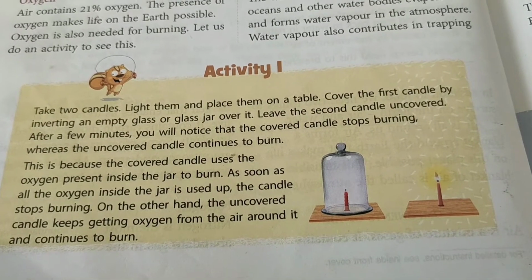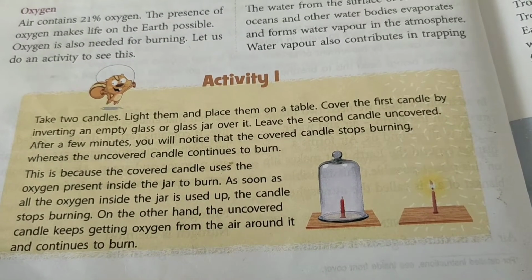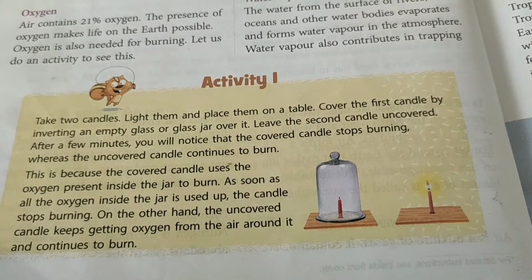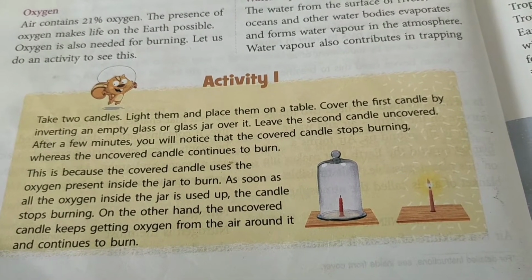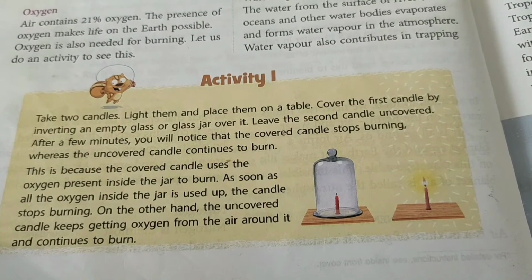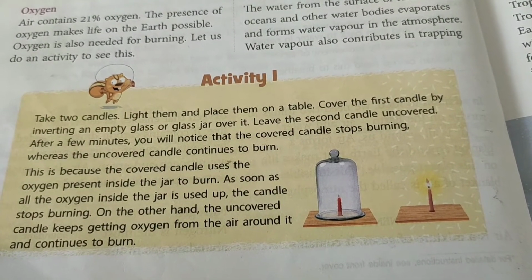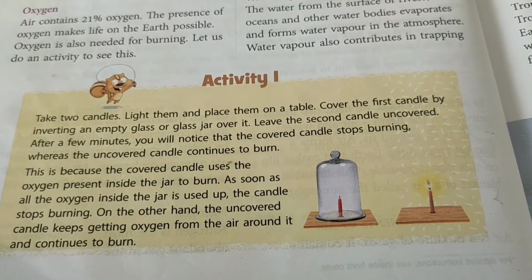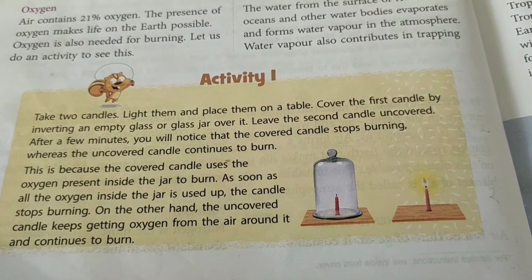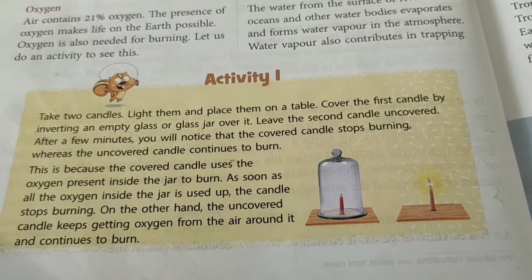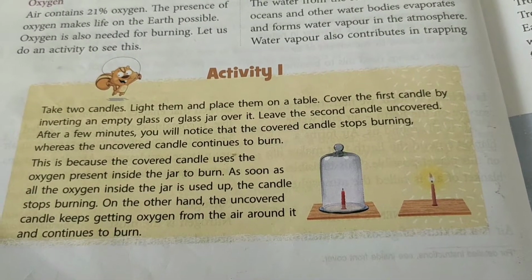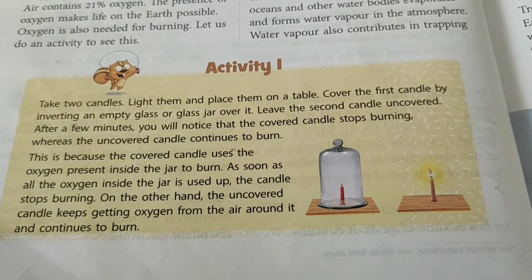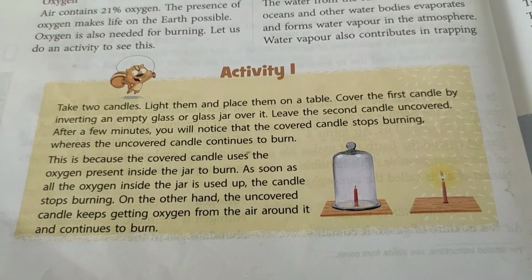On the other hand, the uncovered candle keeps getting oxygen from the air all around it and it continues to burn. This is the reason why one candle which is uncovered is burning and the candle which was covered stops burning, because the supply of oxygen is stopped. And this activity shows that air has oxygen and oxygen helps in burning.